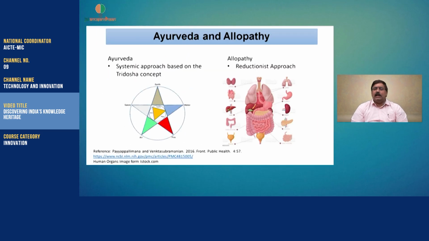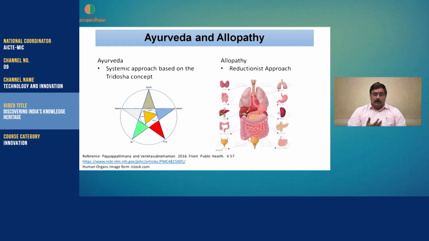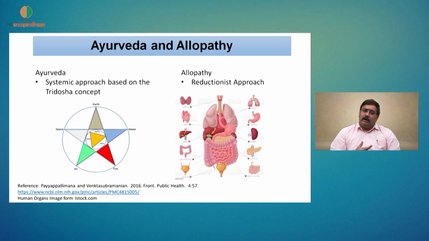In fact, this kind of thinking permeates the practice of Ayurveda that we have, which is based on a systemic approach, based on the Tridosha concept, again, looking at the world as something that is made of Pancha Mahabhutas, the Prithvi, Apas, Tejo, Vayu, and Akasha. And these five tattvas make the Tridoshas, Vata, Pitta, Kapha, and from there you look at it from a systemic perspective. Whereas allopathy or modern medicine looks at it from a very reductionist perspective.